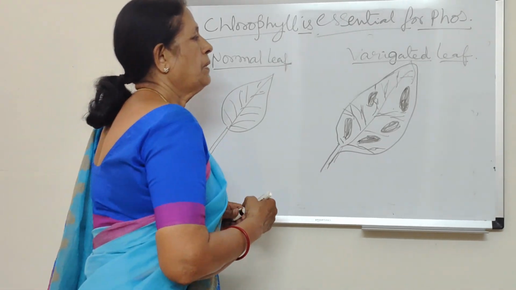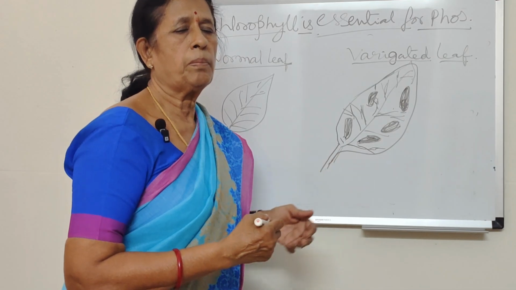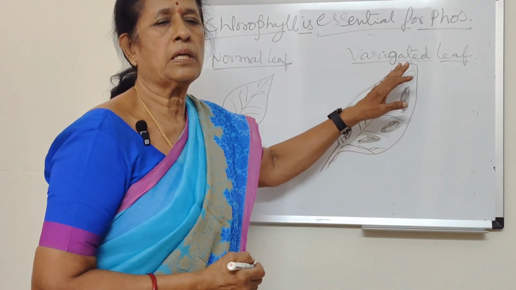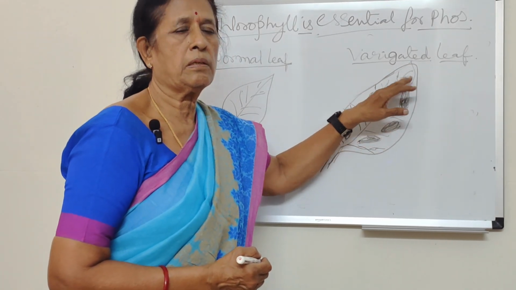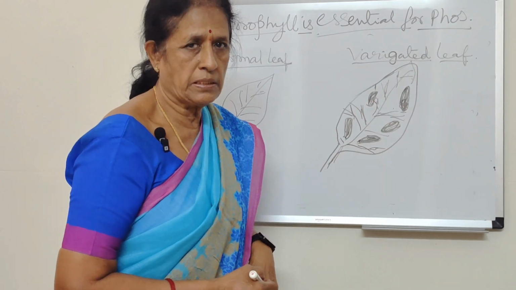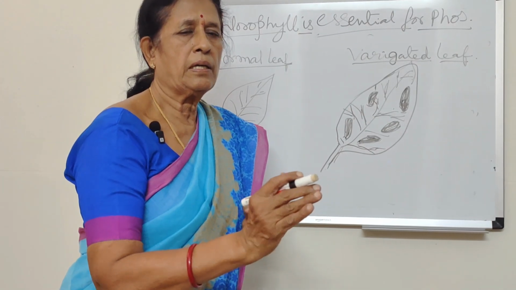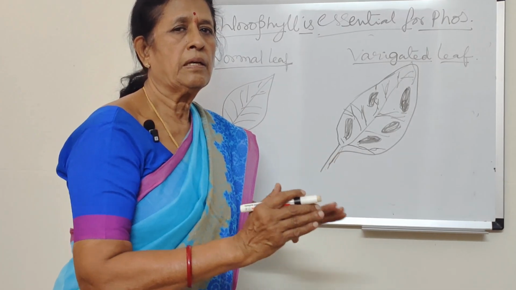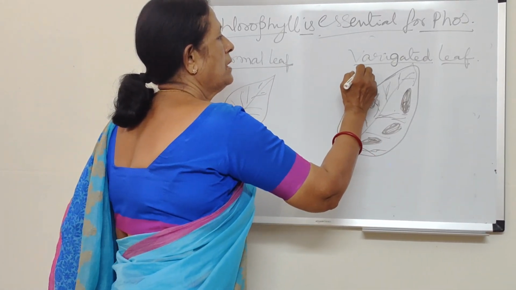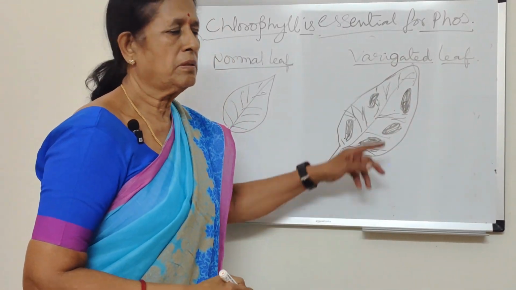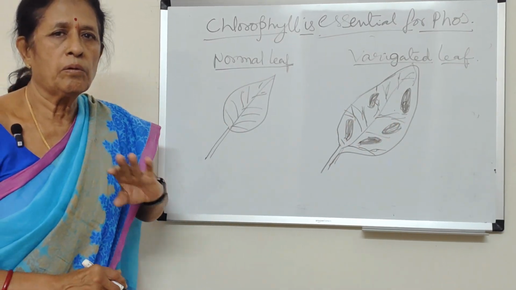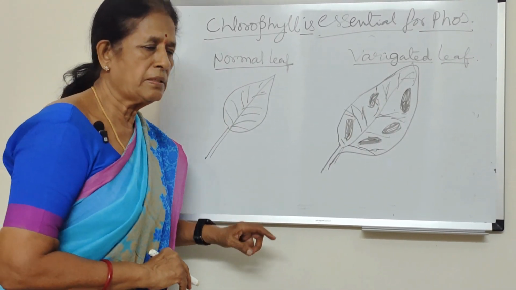And there is another type, usually you can see in croton leaves and certain plants, where the lamina does not contain green color uniformly. There are certain patches: green color is there and white patches are there. White and green color alternate, that means in a pattern. Such leaves are called variegated leaves. So this is a variegated leaf, where the chlorophyll is not equally and uniformly distributed.